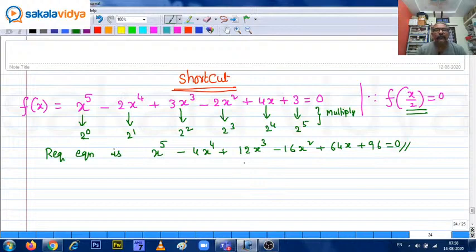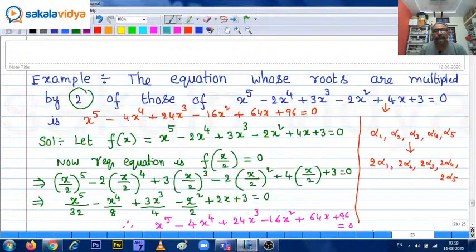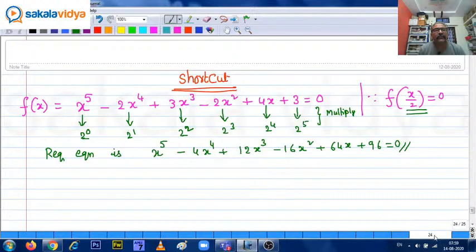24x cube. 24x cube. Okay, I will see. 24x cube. This is 2 square. 2 square is 4. 4 into 3, 12x cube. See. Okay, we got 12x cube here. Right, 32. I will check it once again.